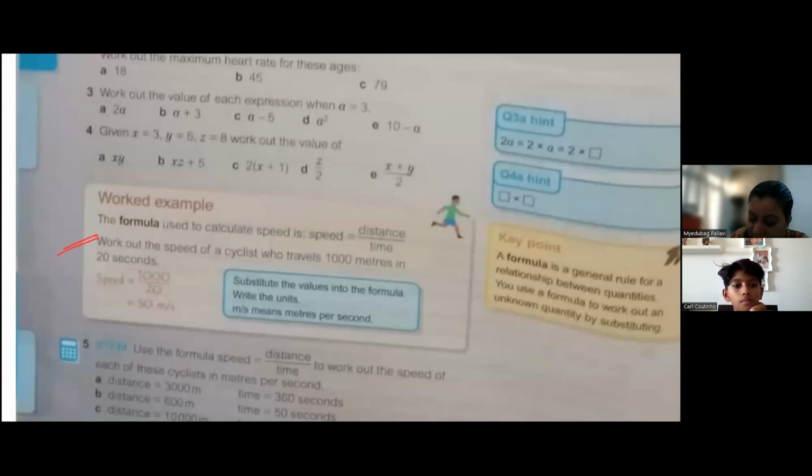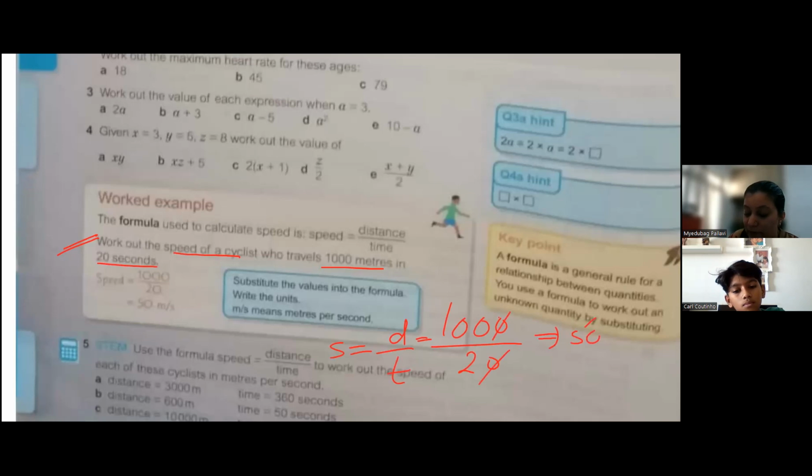If we have to find the speed of a cyclist who travels 1000 meters in 20 seconds, what will be the answer? The distance the cyclist is covering is 1000 meters, and the time in which he covers this distance is 20 seconds. As we have seen, the formula is speed equals distance upon time. So it will be 1000 divided by 20. We can cut the zeros. 100 divided by 2 will give us 50, and the unit that we have for speed is meter per second.